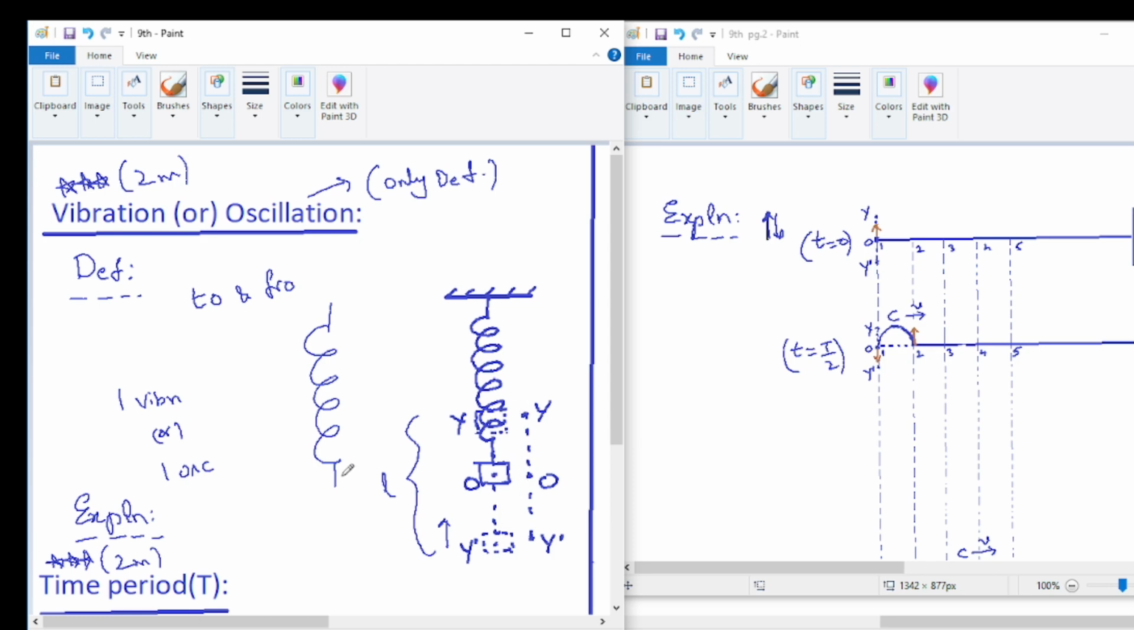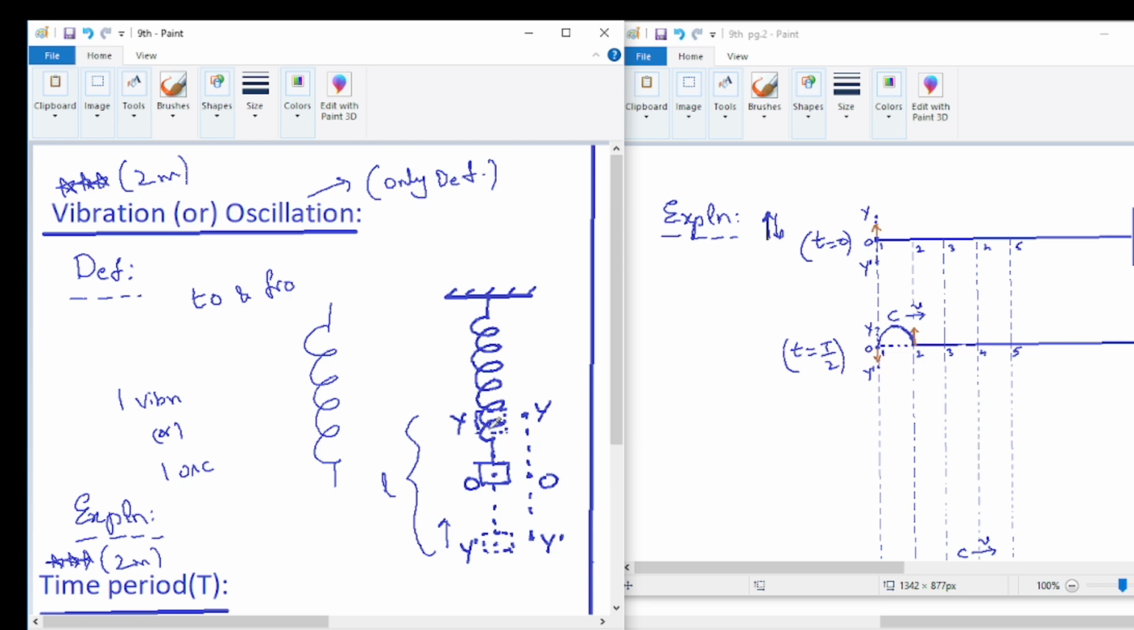One vibration, how much time does it take? One vibration takes a time period T. Half vibration means it will take exactly half of the time. For example, from bottom to top, how much time does it take? You can guess that it's half the time. Bottom to top and top to bottom is the total time of one vibration. It's nothing but the time period.